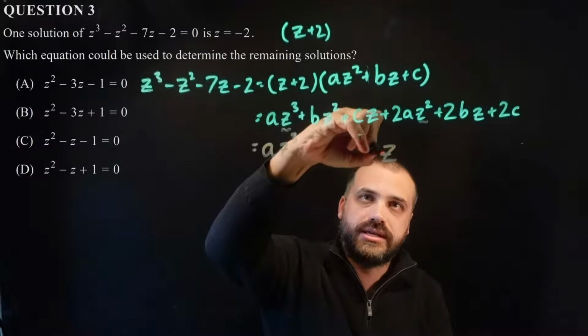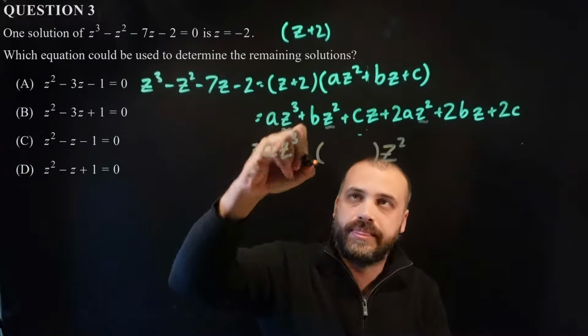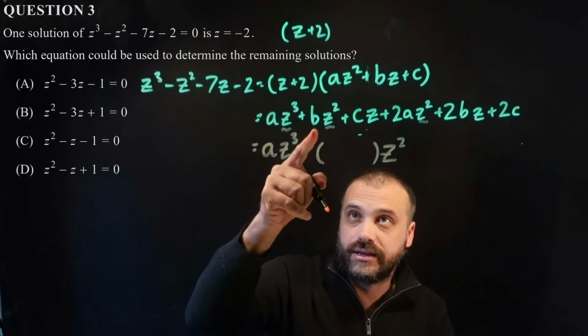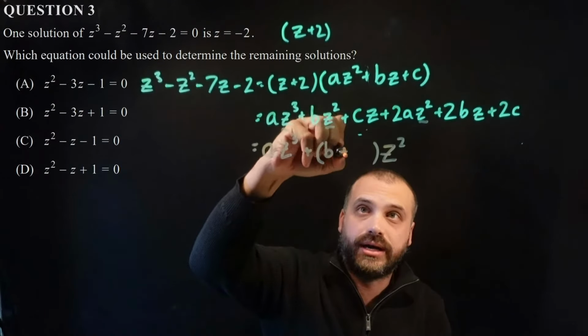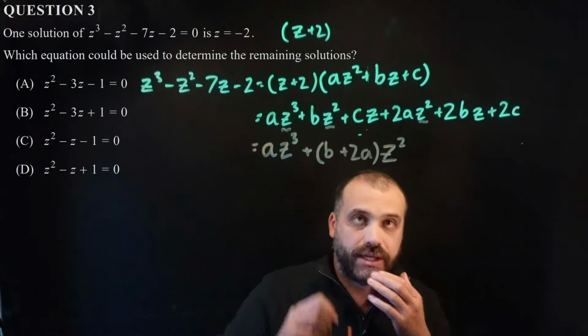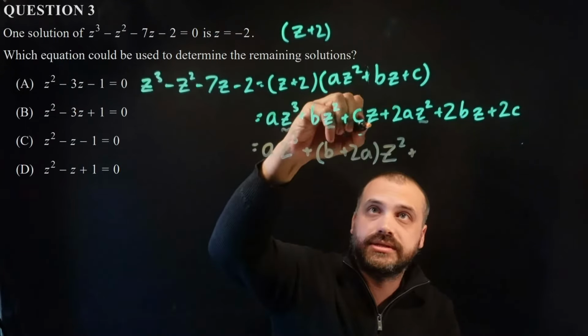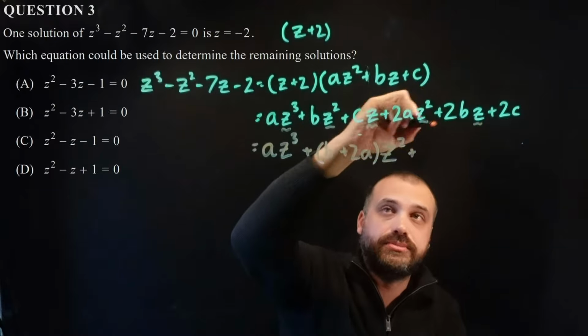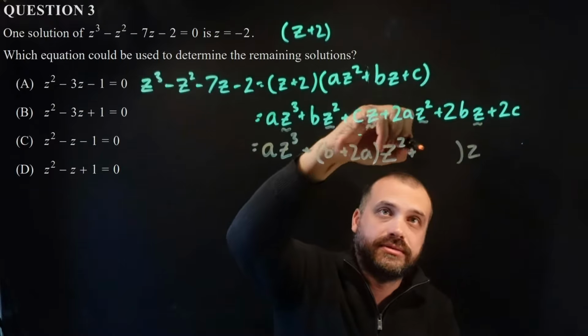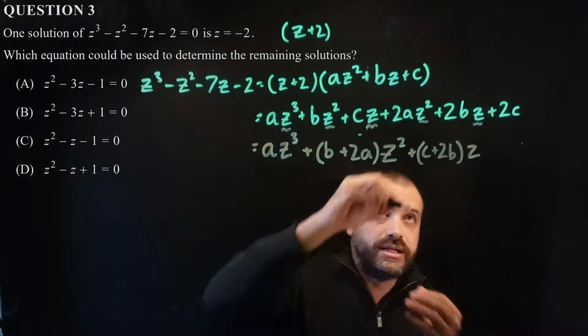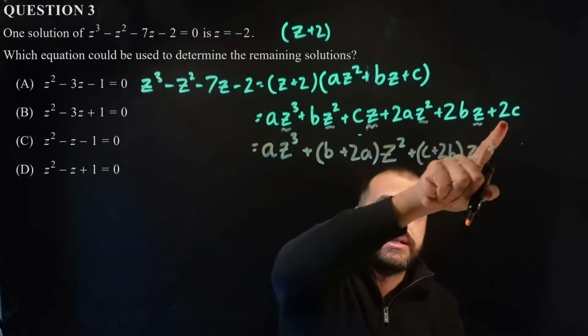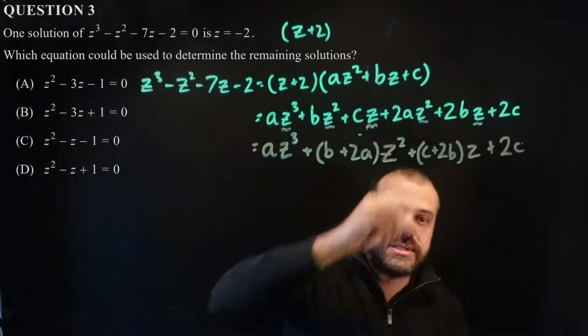So that's z squared, and then I can factorize that: b and 2a. Okay, and now look for all the z's. There's a cz and there's a 2bz. So z, c plus 2b. And then finally, way down on the end here, there's this 2c.